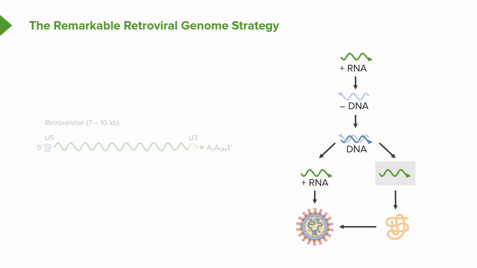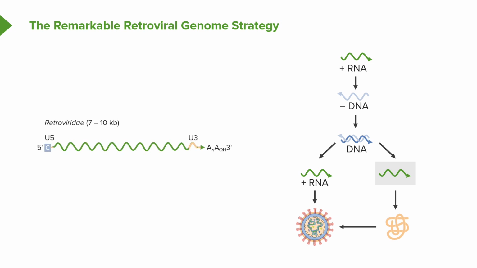Now, you can predict what's going to happen next because a minus DNA, of course, cannot be made into mRNA. You can only make double-stranded DNA into mRNA. So that minus DNA is made double-stranded. It can then be copied into mRNA, which can be made into proteins. And to make more virus genomes, which are plus RNA, a subset of those messenger RNAs can simply be packaged.